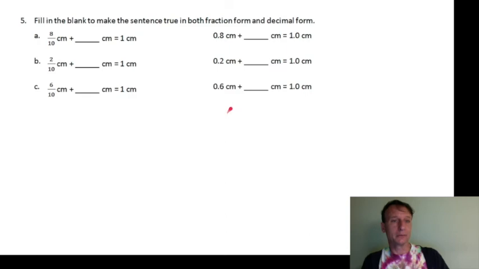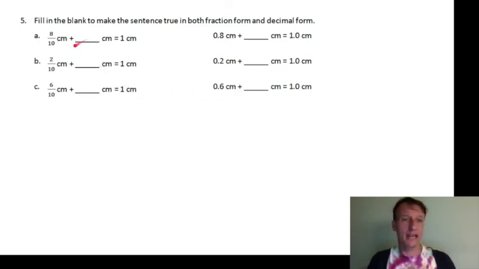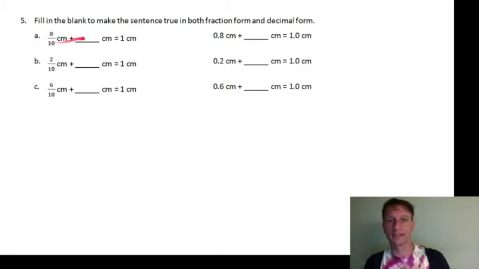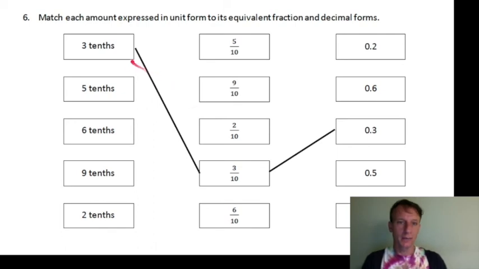Okay, now here you're doing the adding and subtracting, and notice that A goes across. And these are the same examples. In fact, if I read this, I'd read them the same way. 8/10 centimeters plus what is 1 centimeter? You read them the exact same way in fraction and decimal form. And so you have to fill in the missing part there. I won't belabor that. And here you're just doing matching.